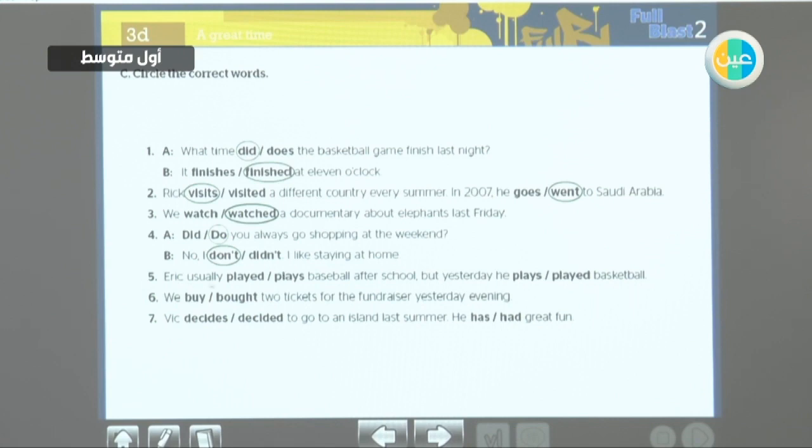5: Eric usually played or Eric usually plays? We have the word usually, in general, so it's present simple. Eric played or Eric plays baseball after school? Plays, very good. It ends with S because the subject here is Eric. So Eric plays baseball after school, every day.